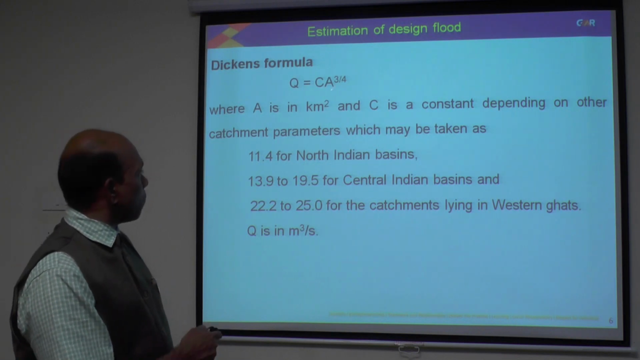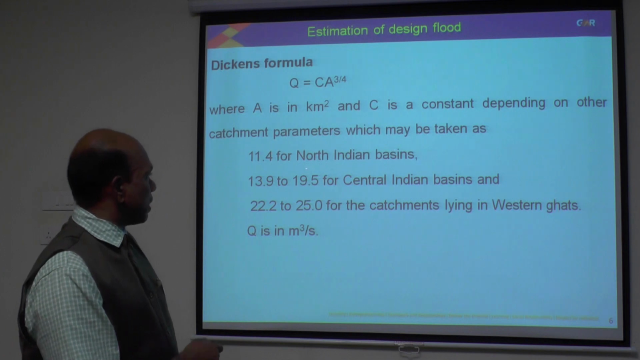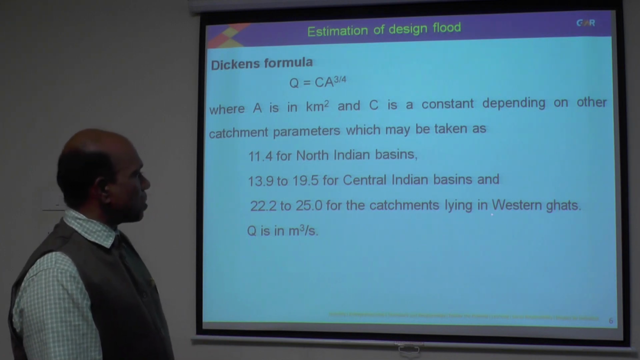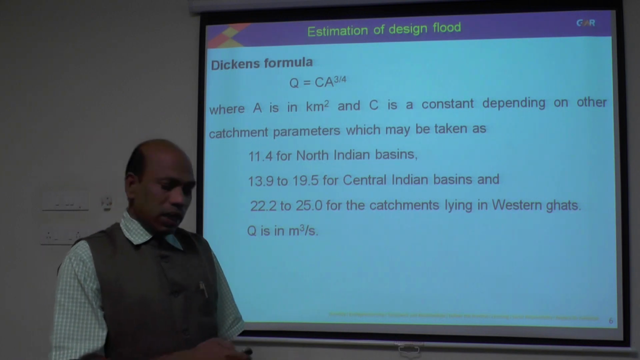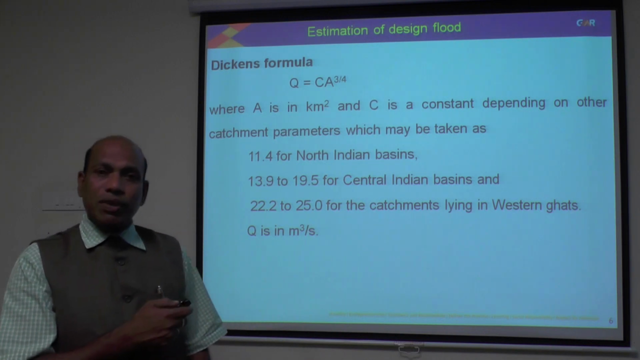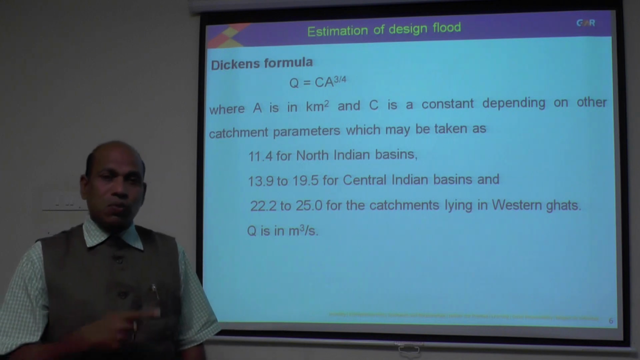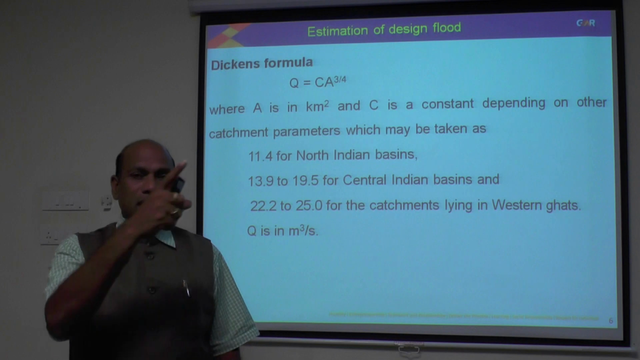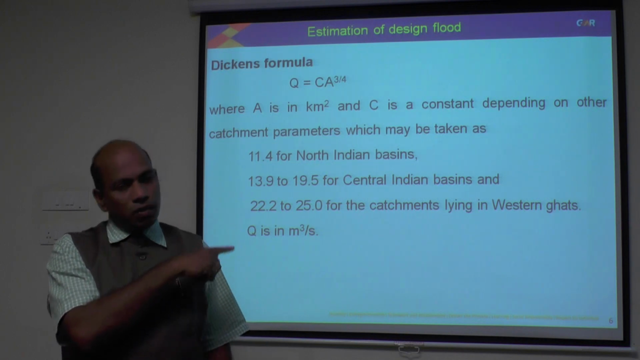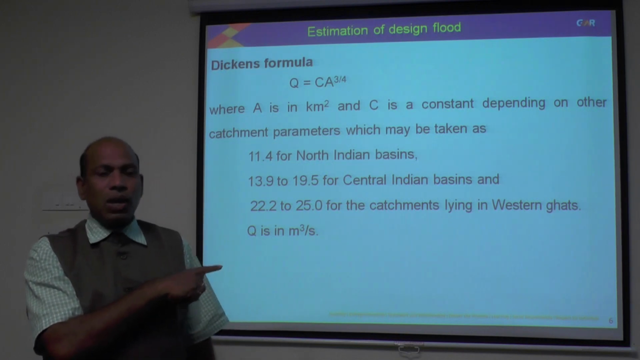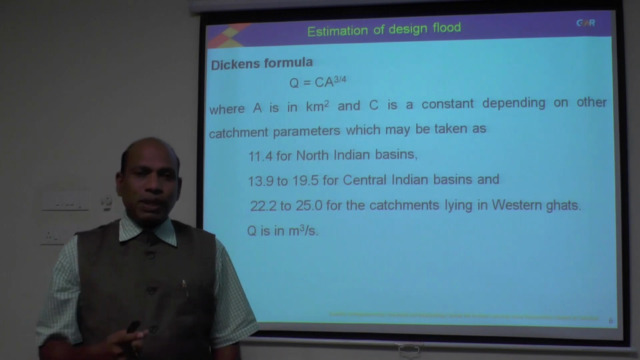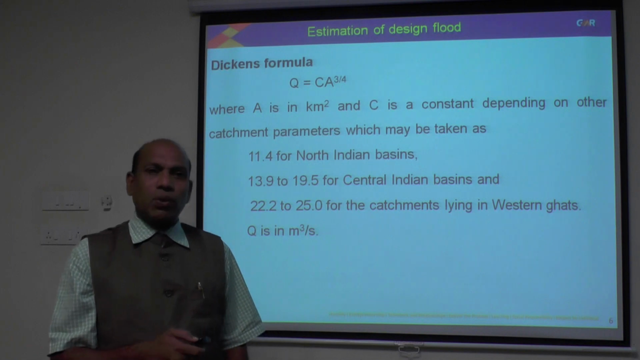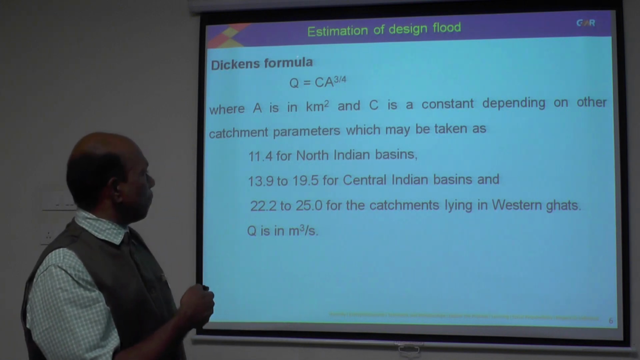But they have given this formula for the North Indian basins, but this is used for Central Indian basins and also Western Ghats. But this formula gives reliable values only where they have conducted the experiment, for that catchment area. Remaining are not giving accurate values, but something is better than nothing. In such cases we are going to use this type of formulas.